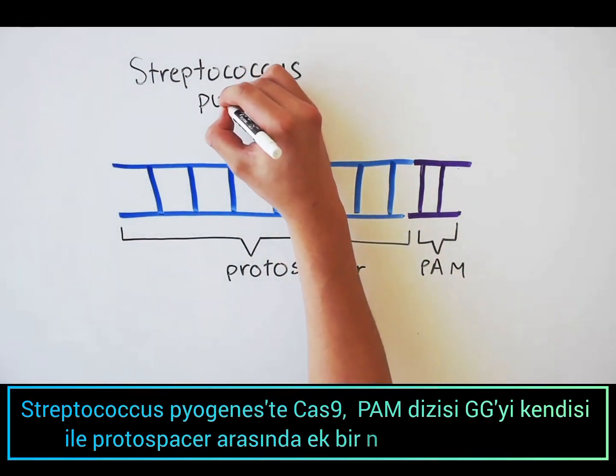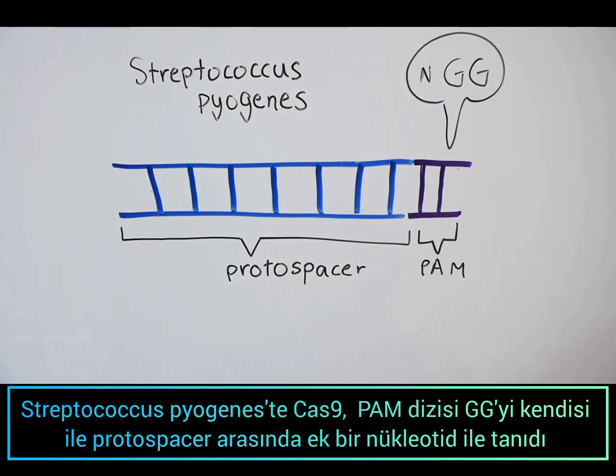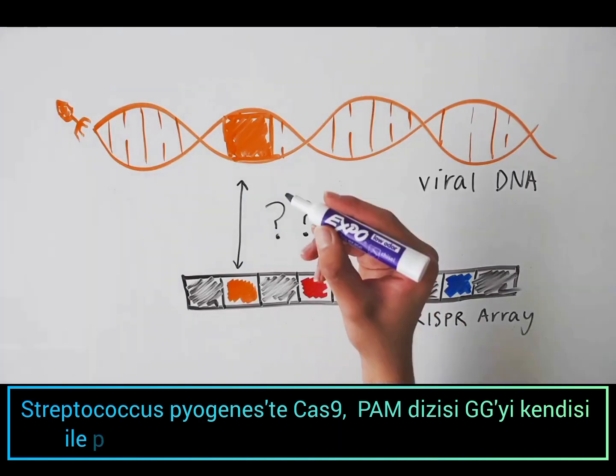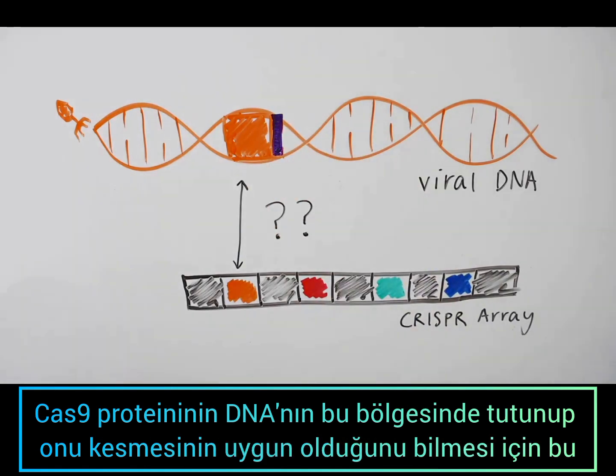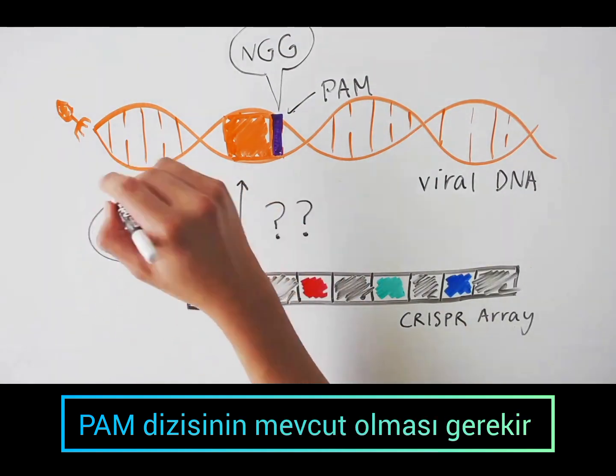In Streptococcus pyogenes, Cas9 recognizes the PAM sequence GG with an additional nucleotide between it and the protospacer. This PAM sequence must be present for the Cas9 protein to know that it is okay to latch onto and cut this region of DNA.